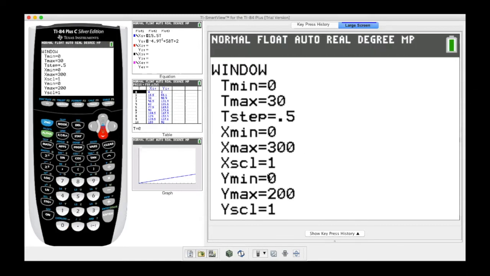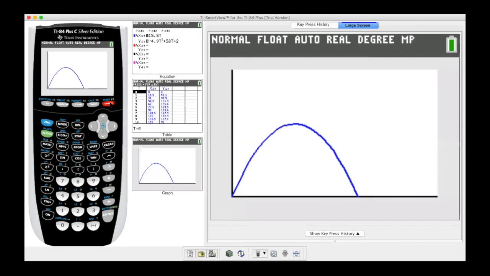Y min, again, this is height. So the ground would be 0, so that's fine because the rocket was only 2 feet up, so 0 is fine. Y max, again, would be how high did the rocket go? Again, I'm going to guess, let's say that I don't think it went any more than 300 feet. So I hit 300. Y scale, you can leave at 1. Okay? So with these assumptions, I'm going to go back and hit graph, and let's see what it looks like. Well, yeehaw! There is the flight path of the rocket.